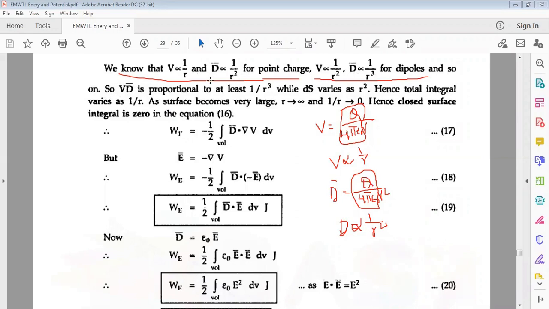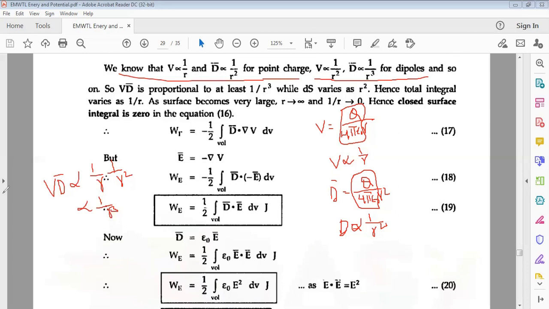So, V D bar is proportional to 1 by r and 1 by r square. V is proportional to 1 by r and D is proportional to 1 by r square. So, it is totally proportional to 1 by r cube. So, V D bar is proportional to at least 1 by r cube, while the differential surface varies as r square and the total integral varies as 1 by r.